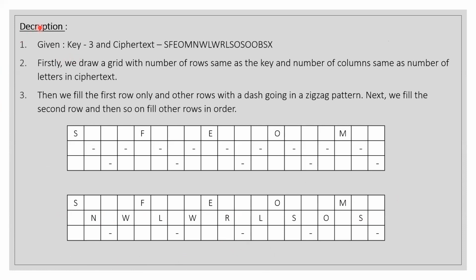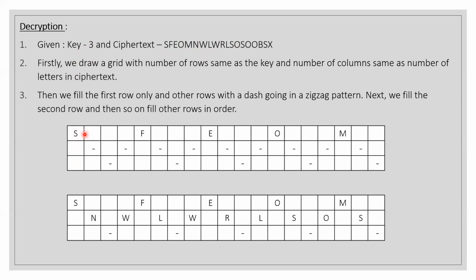For decryption, we need to know the key that was used for encryption and the ciphertext. After knowing the key, we can construct the grid. There will be 3 rows here, and the number of columns will be the number of letters in the plain text. Here the number of letters is 19. So the grid will have 3 rows and 19 columns.